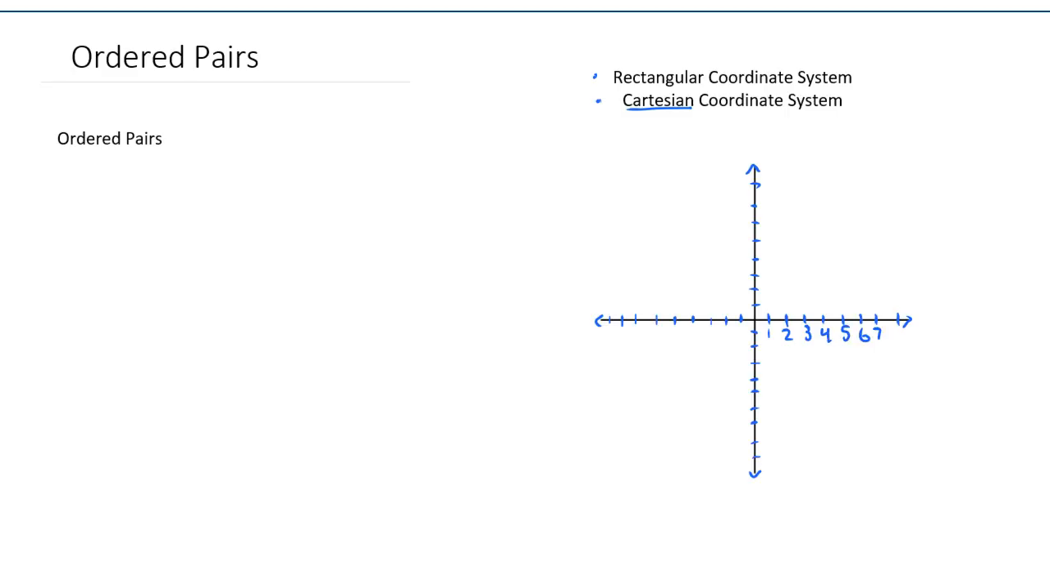So the one that I'm labeling right now, as a reminder, is called the x-axis. So we have the positives going to the right, and we have the negatives going to the left, a lot like you would see with a regular line that we graph stuff on. And then the one that's going up and down is our y-axis. And so the positives go up and the negatives go down.